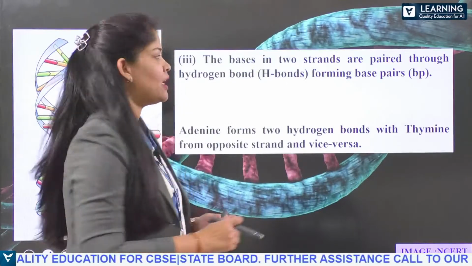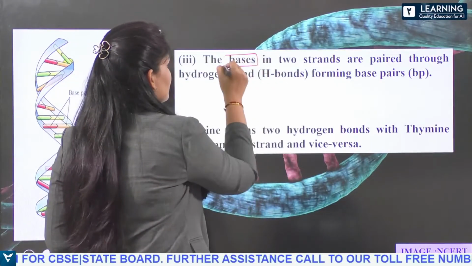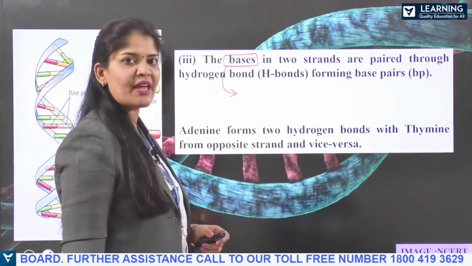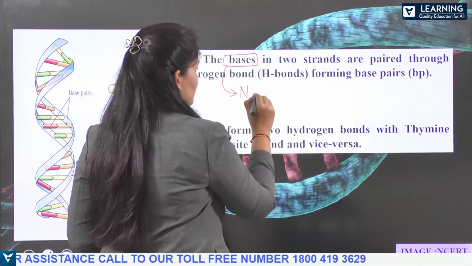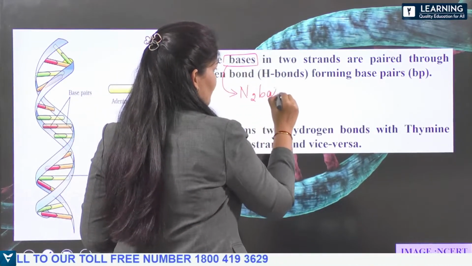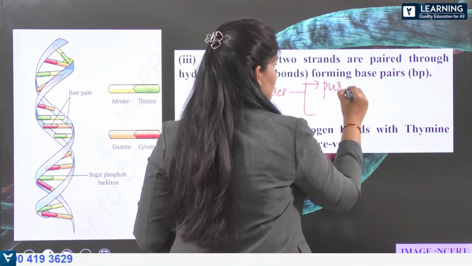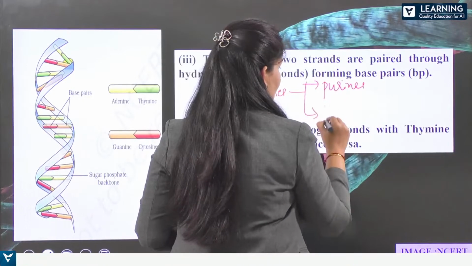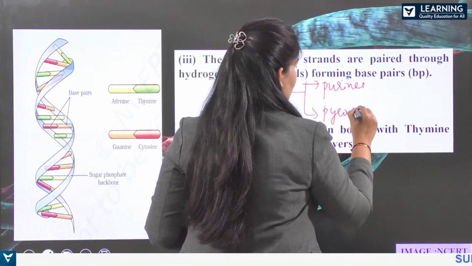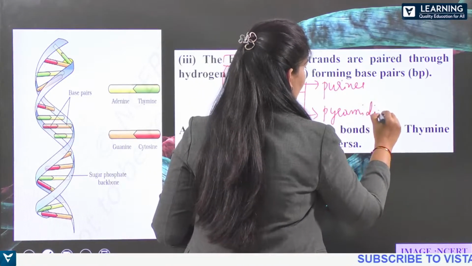Now, coming to the bases. We just mentioned the bases, nothing but nitrogen bases, which are again of two types, purines and pyrimidines.